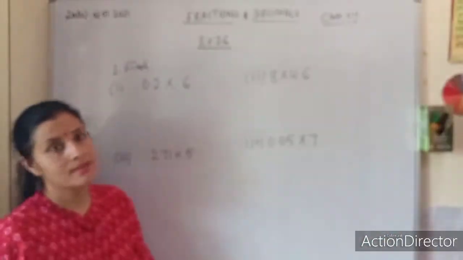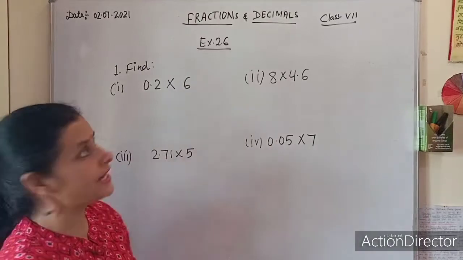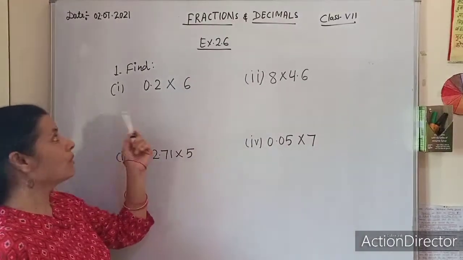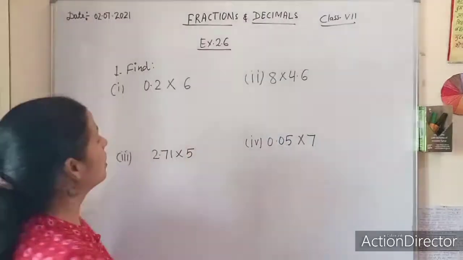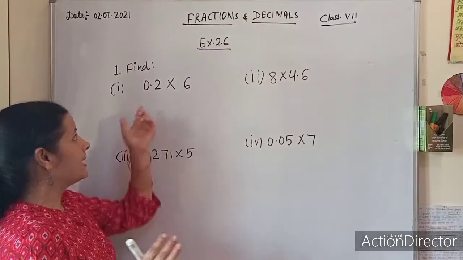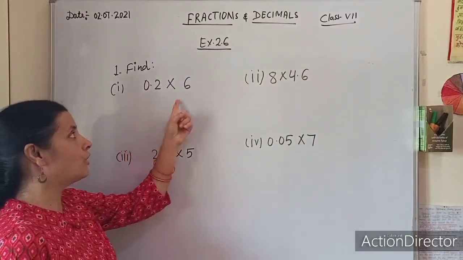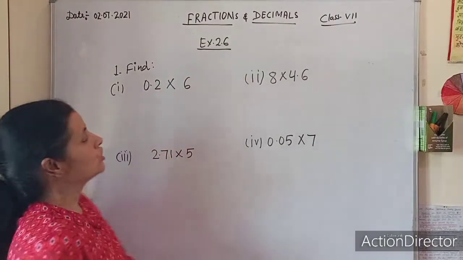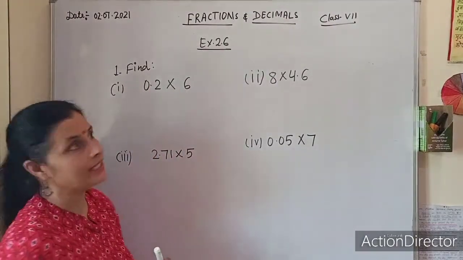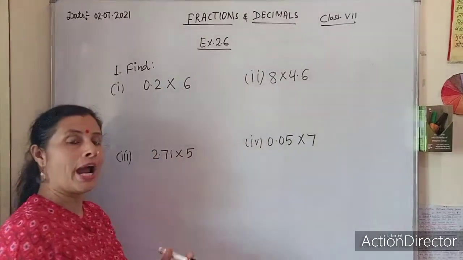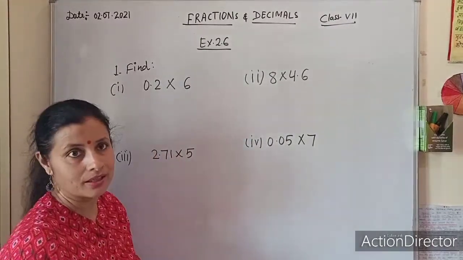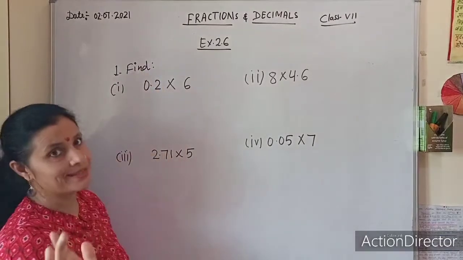Coming to the exercise, that is exercise 2.6, I am going to solve question number 1, which is based on multiplication of decimals. The first part is 0.2 multiplied by 6. There is no need to worry that there is a decimal, or how to find the multiplication. You have to solve it by your usual method. Don't bother about this decimal.